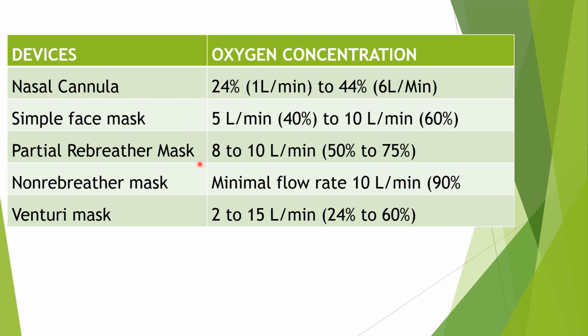Partial rebreather mask should be provided between 8 to 10 liters per minute, and it will give a concentration of 50% to 75%. Non-rebreather mask, the minimal rate of flow is 10 liter per minute. That means it gives a concentration of 90%. If you see the Venturi mask, 2 to 15 liter per minute is the amount of oxygen which is delivered, and it gives an oxygen concentration of 24 to 60%.